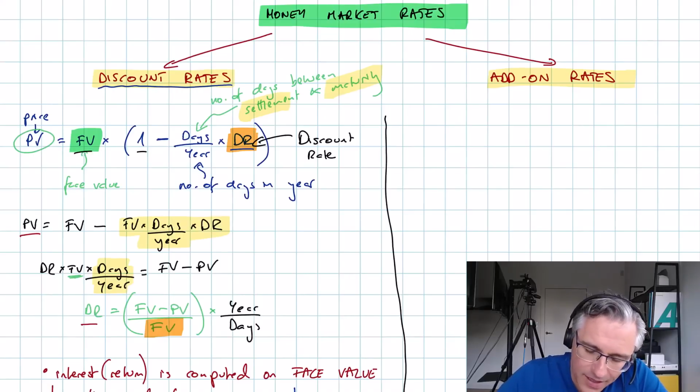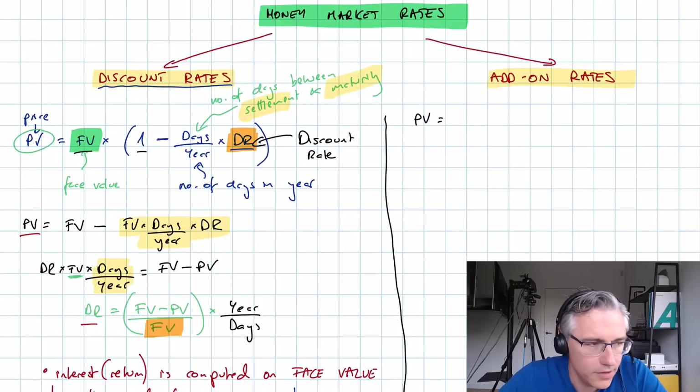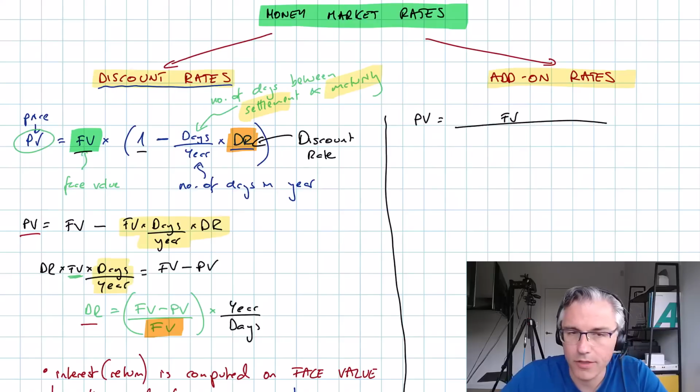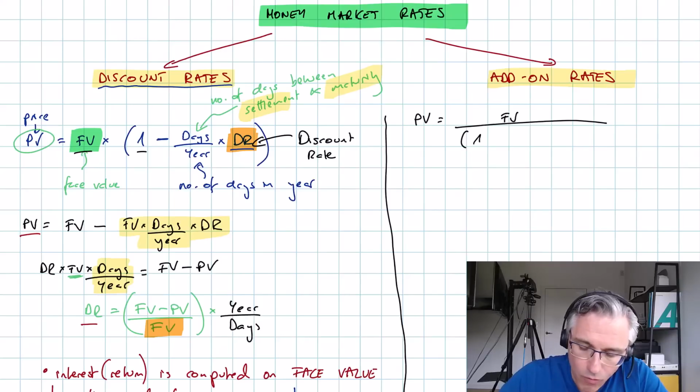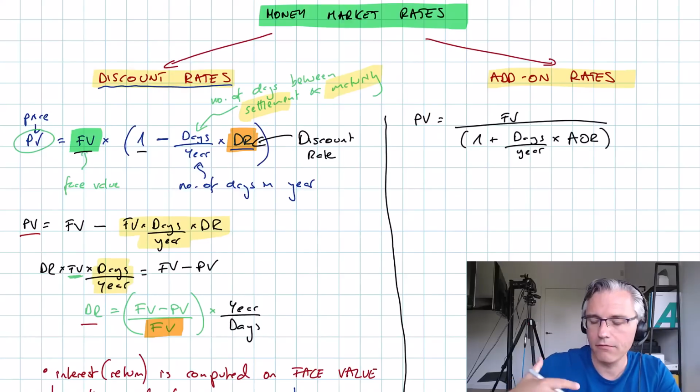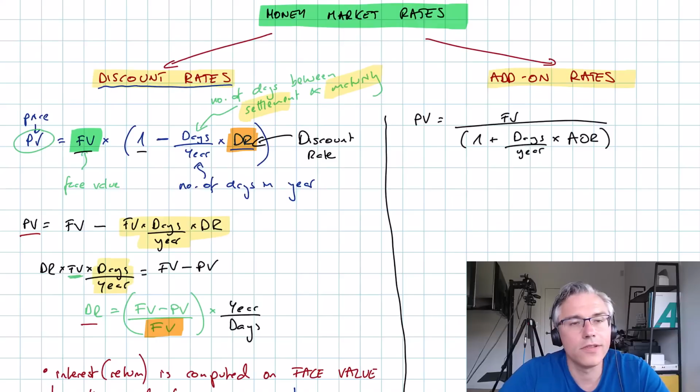Right, in this case, we calculate the PV by taking the face value, that's how much we'll get from the instrument at the end of its life, and dividing by 1 plus days over year times AOR. So basically, if the AOR is a positive rate, you get something in the bottom of the fraction which is higher than 1. So the PV will be lower than FV, naturally.